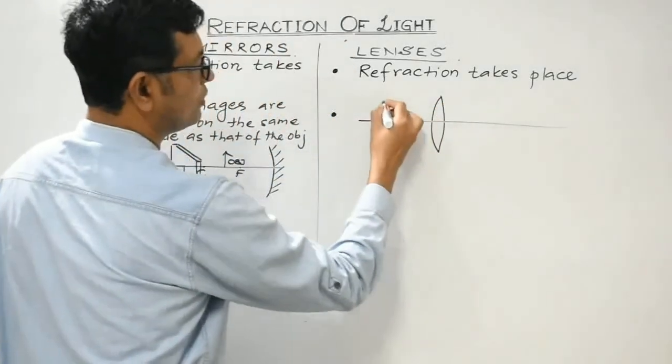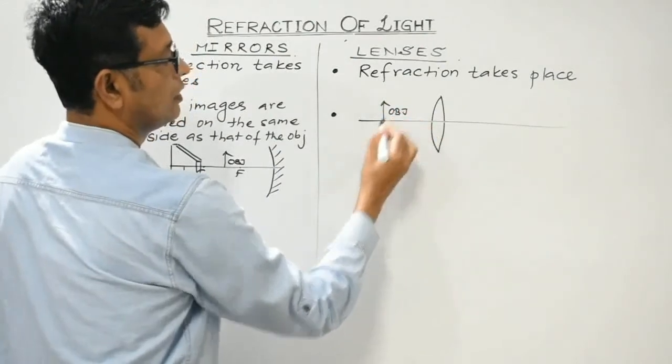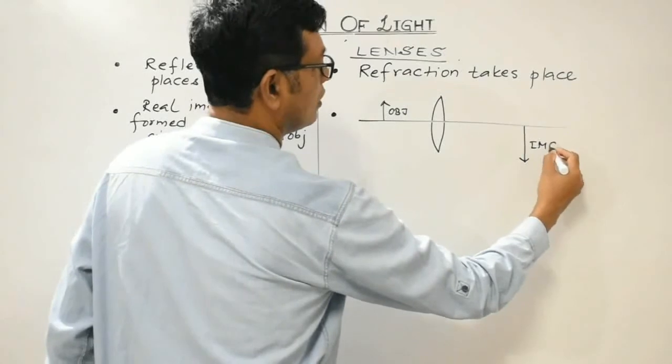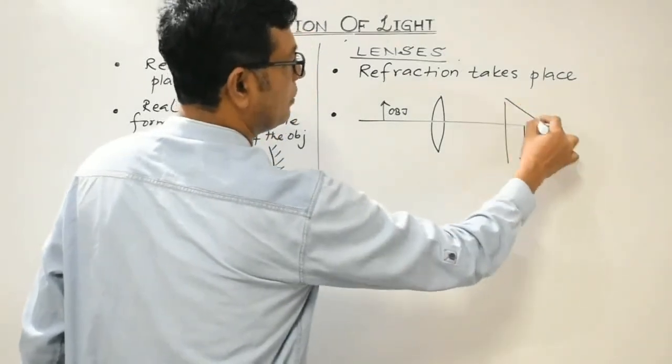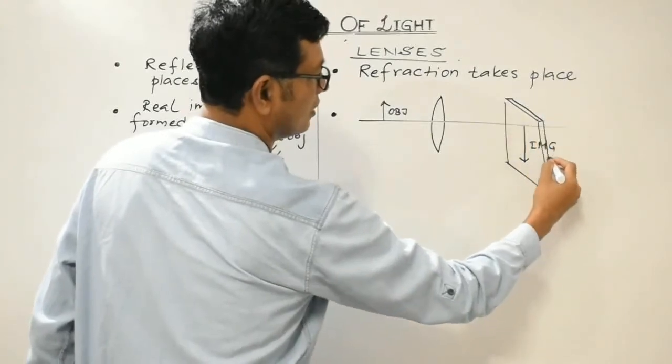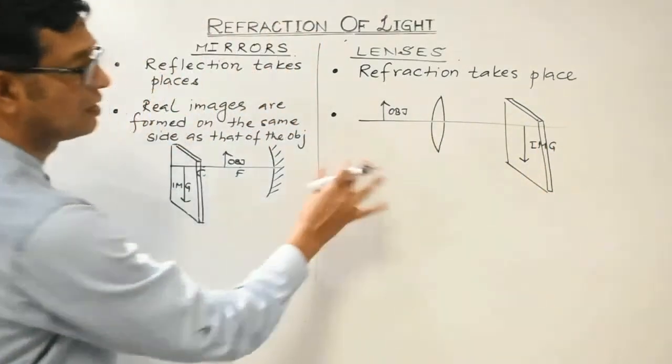Suppose here the object is placed. So in case the image is formed over here, then a screen can be placed over here and this image can be obtained on the screen. So I hope you have got the basic difference.